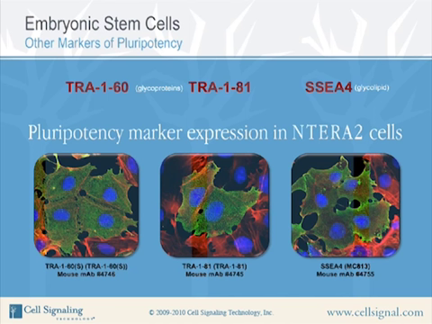Confocal immunofluorescent analysis showing expression of TRA-160, TRA-181, and SSEA4 in NTERA2 cells. Antibodies for TRA-160, TRA-181, and SSEA4 have been labeled green. Actin filaments have been labeled red with DY554 phalloidin. DNA has been labeled blue using the fluorescent dye DRAQ5.